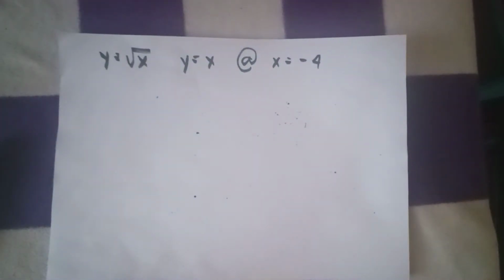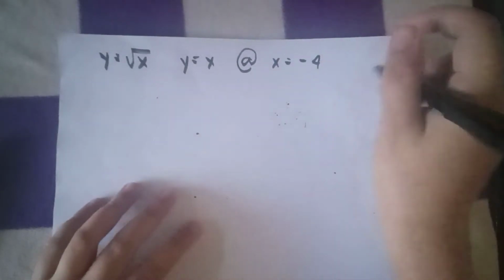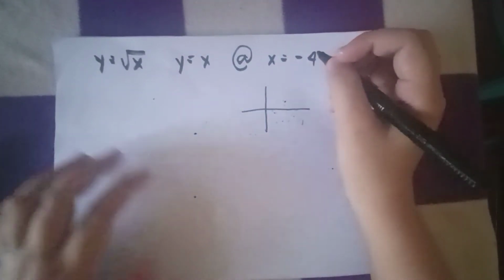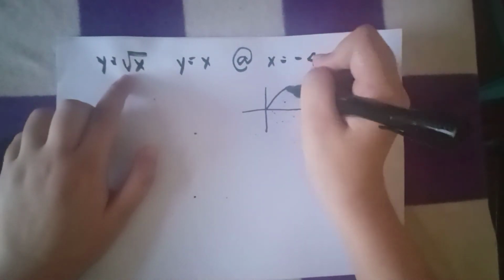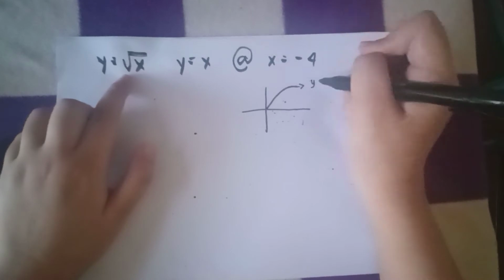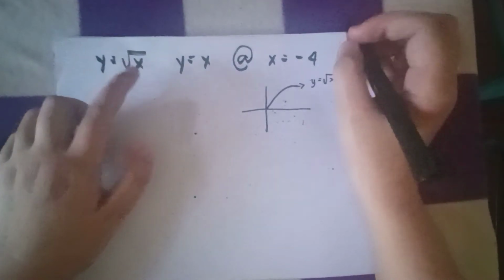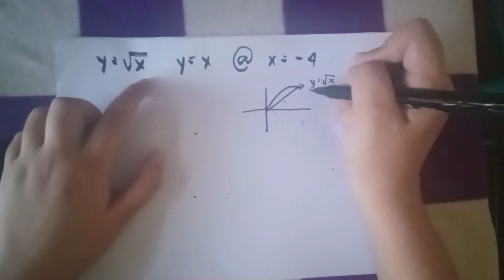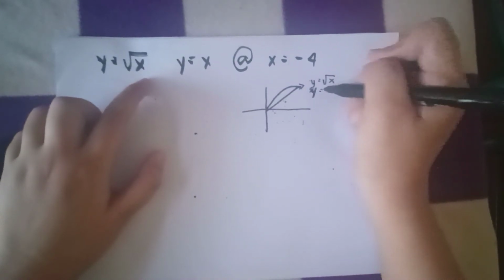So, y is equal to square root of x, y is equal to x, at x is equal to negative 4. So, i-apply lang natin ulit yung ating given. Y is equal to square root of x is somehow like this. Para siyang curve. Y is equal to x is a straight line over here.